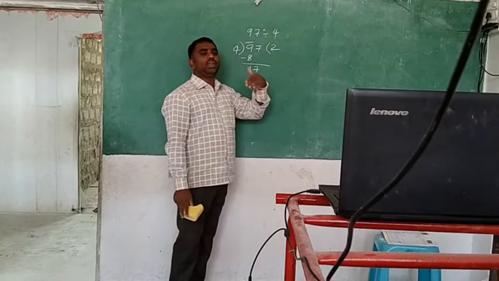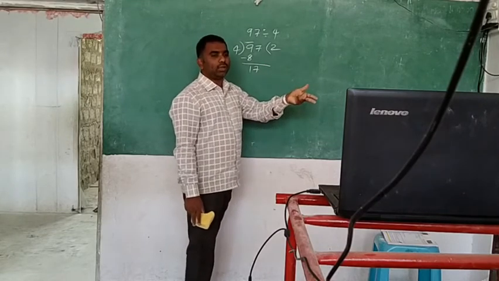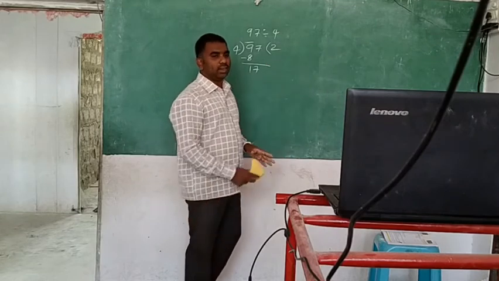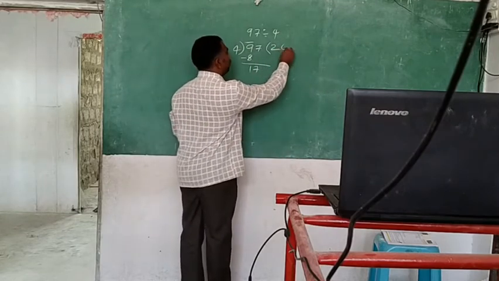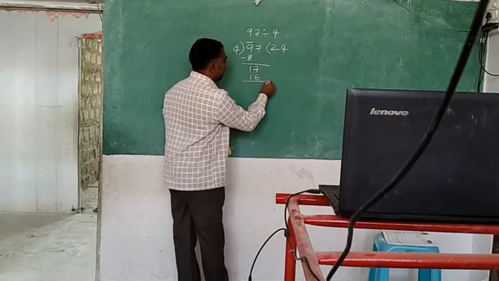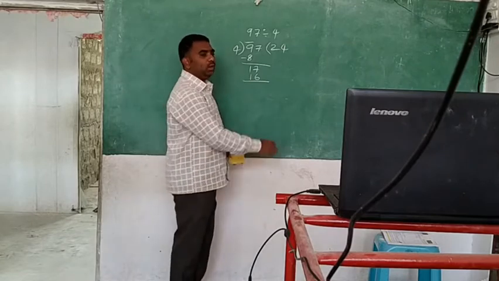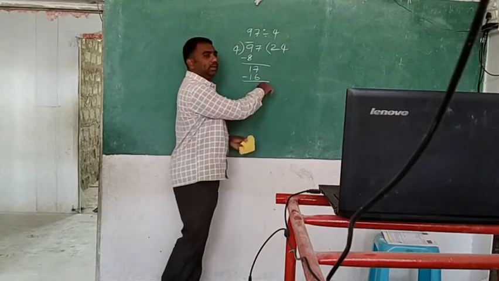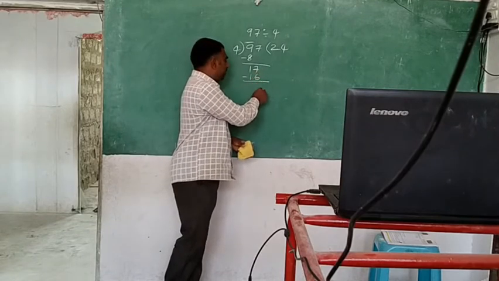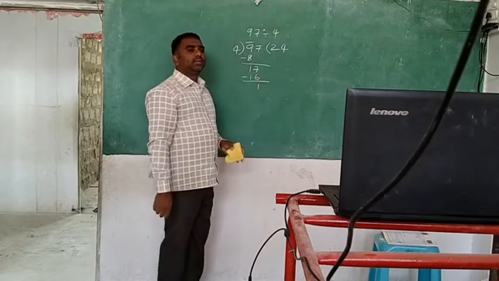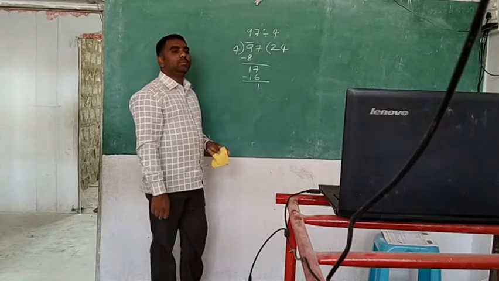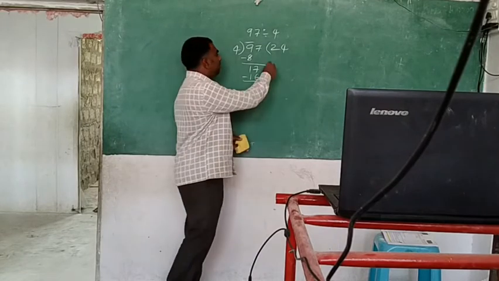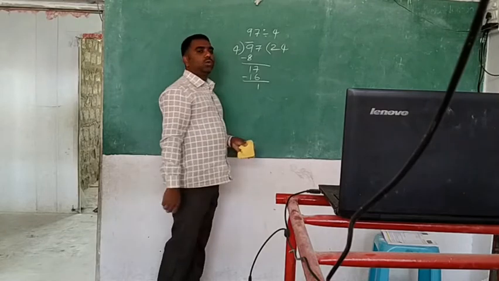That's why, what should we take? 16 you need to take. Means 4 fours are 16. So you write here 4 fours are 16. Then you will do the subtraction here. When you subtract it here, 17 minus 16 will be 1. And there is no other number to take down.